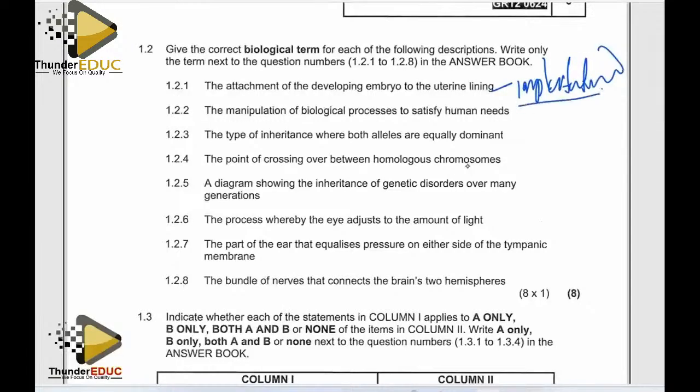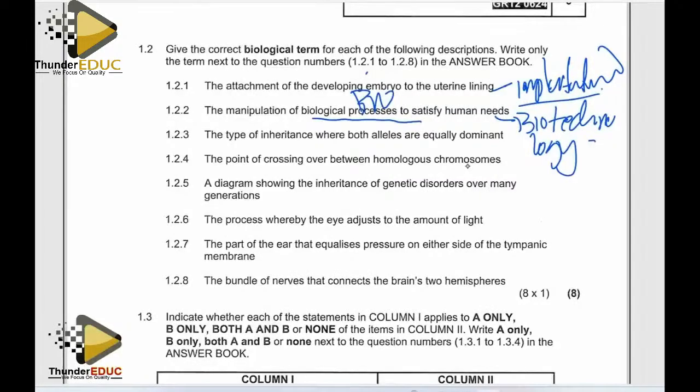Implantation. Yes. They're saying the manipulation of biological processes. When you say biological, it tells us bio. And the manipulation of biological process to satisfy human needs. So we call it biotechnology.